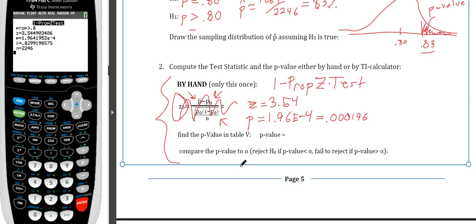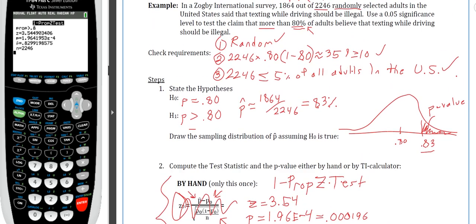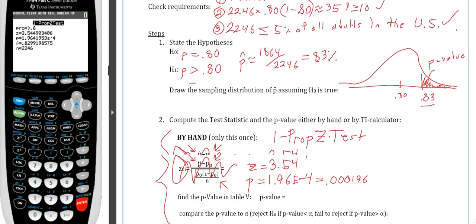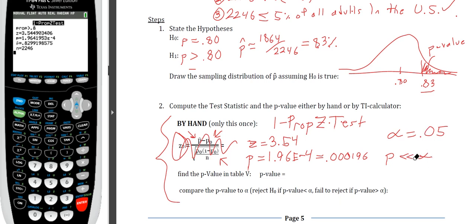In this case, we're going to compare that to alpha and reject if it is less than alpha. In this situation, we have alpha being right here, 0.05 significance level. That is alpha. Since alpha is 0.05, a very common level to use, the p-value is definitely less than alpha. Sometimes you'll even see a double less than sign if it is significantly less than, but we can just keep it with one.